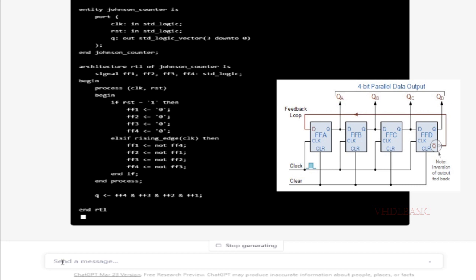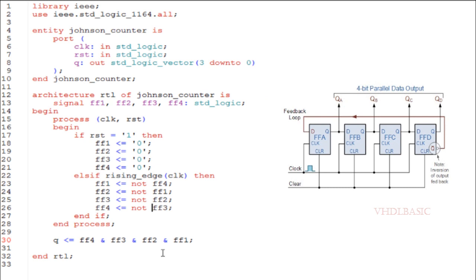Now I am going to take this code and simulate it, and then I will explain with the waveform. This is a 4-bit Johnson counter which was designed by ChatGPT in VHDL. Clock and reset are the input ports of this Johnson counter. Q is the output port, which has 4 bits since this is a 4-bit Johnson counter. With respect to the circuit diagram, the clock is the same, but instead of reset, in the circuit diagram we have clear. The functionality of reset and clear here is the same.